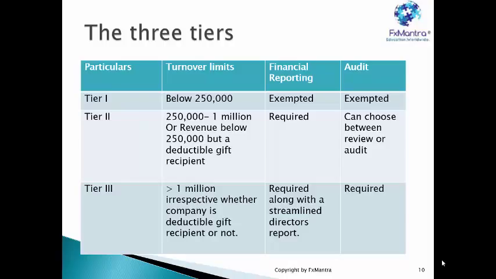And in the tier 2, in case a company has a revenue below 250,000 but is a tax deductible gift recipient, even they can decide to choose between a review or an audit. So this is the turnover limits and the three tiers for companies specifically in Australia. So this requirement is not applicable in any other country.